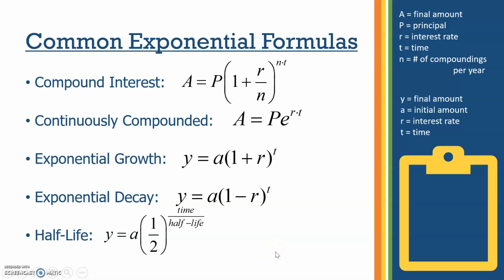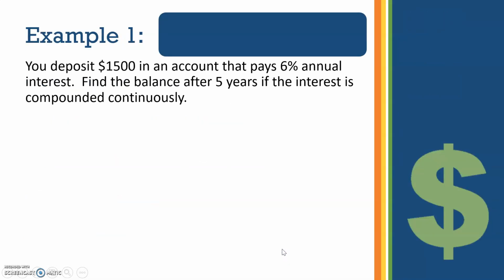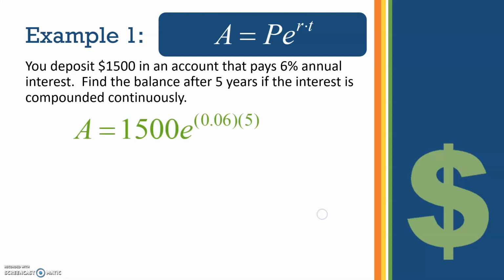Let's look at some examples. Last year, you would have done an example like this. You deposit $1,500 in a bank, 6% annual interest. Find the balance after 5 years if the interest is compounded continuously. We'll use this formula. And you substitute in the information that's been given. Initial amount, interest rate written as a decimal, 5 years.